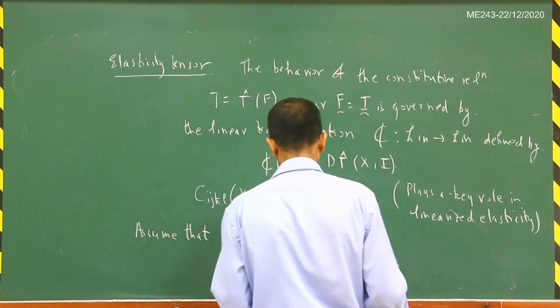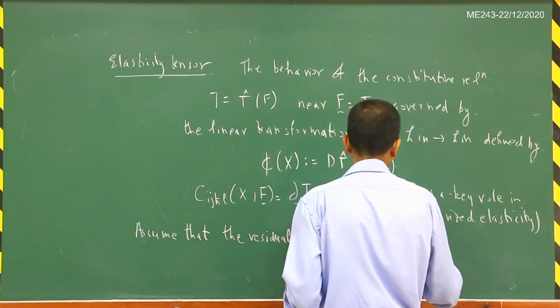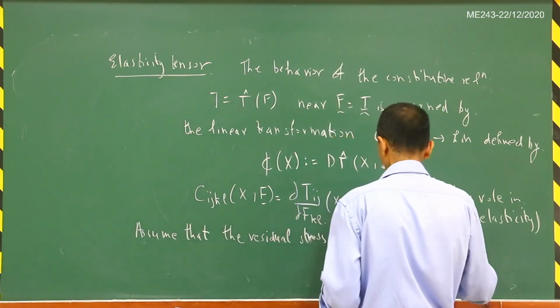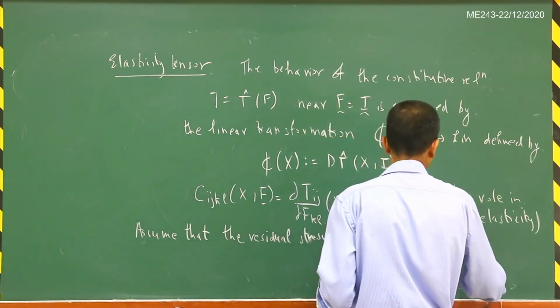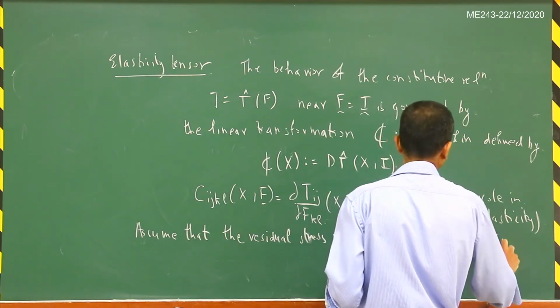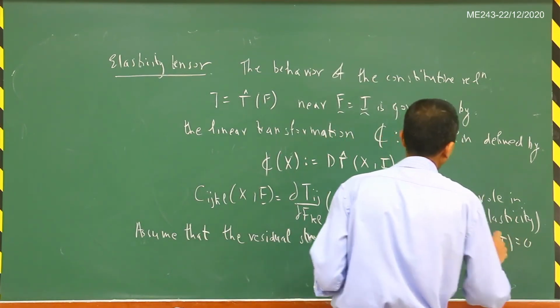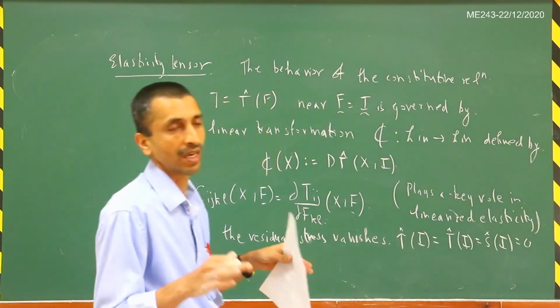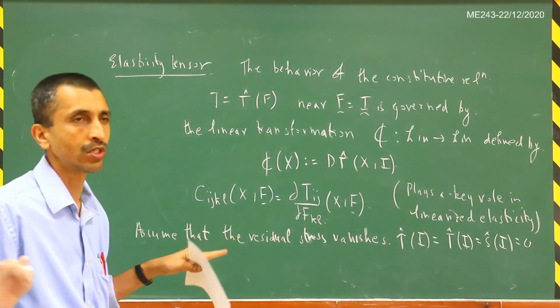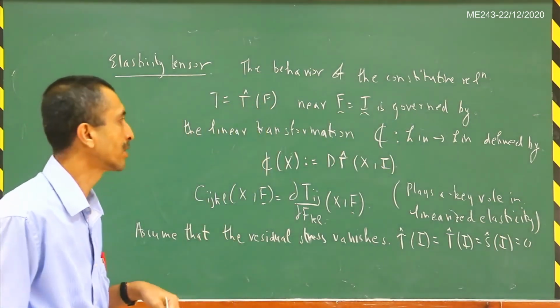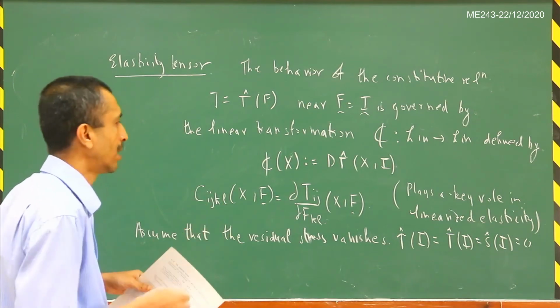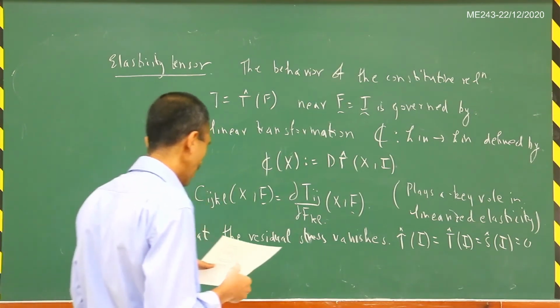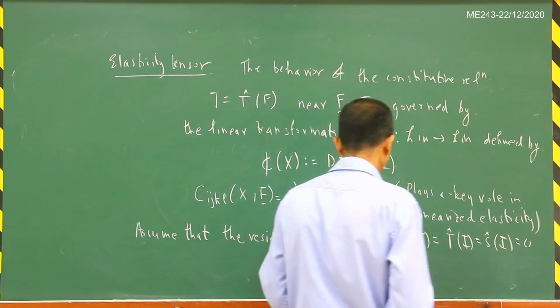So that means tau hat of I is equal to t hat of I is equal to s hat of I is equal to 0. So then the reference configuration, basically before the application of all the loads, there is no residual stress in that. This is something that we will assume in carrying out the various derivations here.